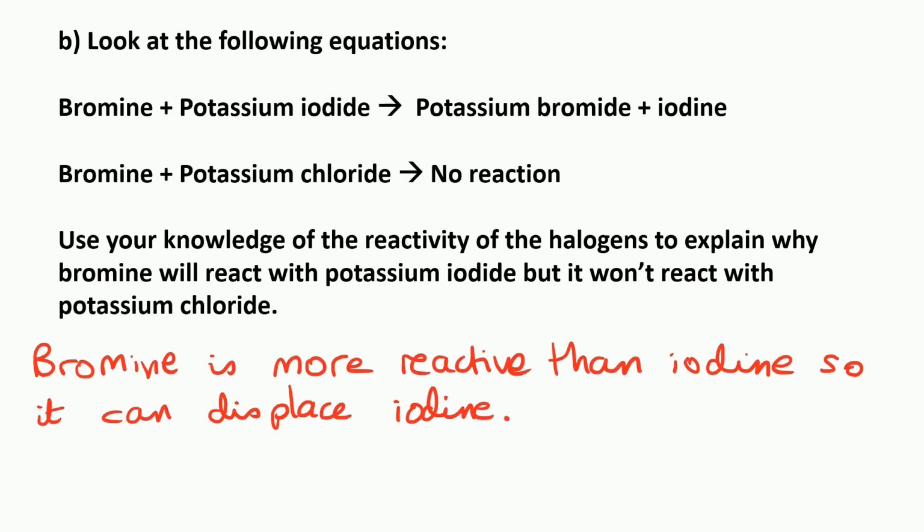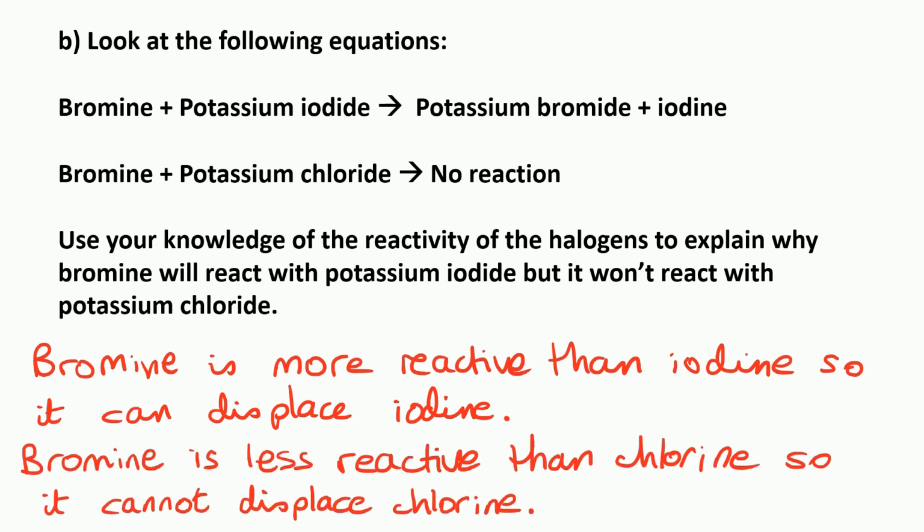So in the first equation, we can see bromine is more reactive than iodine. It's higher up group 7, so it can displace iodine. It takes the place of iodine. However, bromine is less reactive than chlorine, so it cannot displace chlorine.